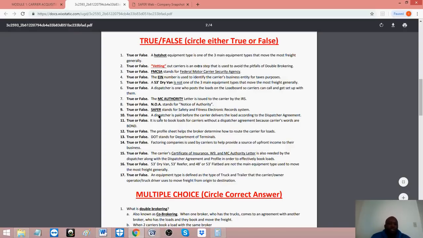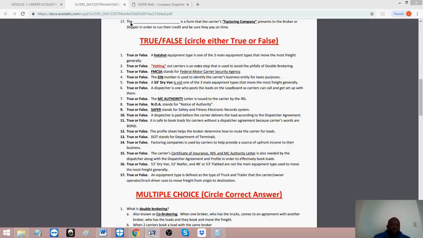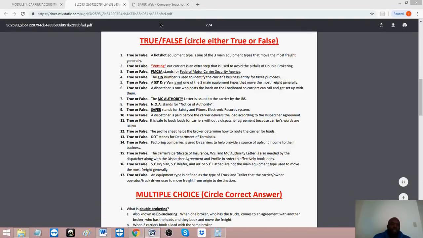Number 10, true or false. A dispatcher is paid before the carrier delivers the load according to the dispatch agreement. That is false. They are paid once the carrier is paid. Once the carrier gets paid, then you invoice your dispatcher whatever percentage of the gross of the load.